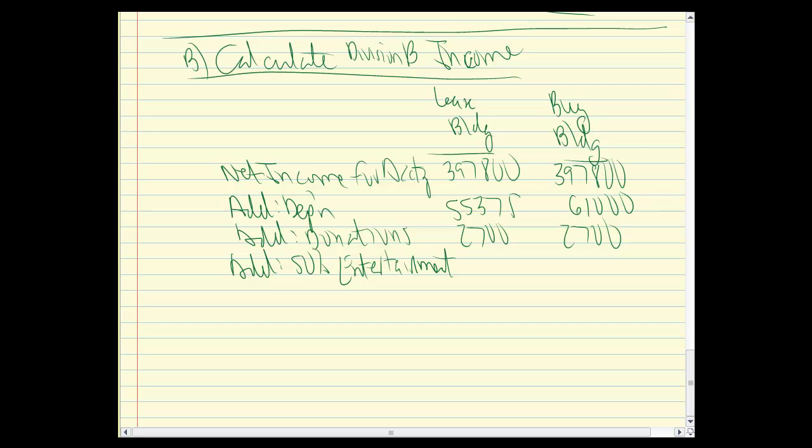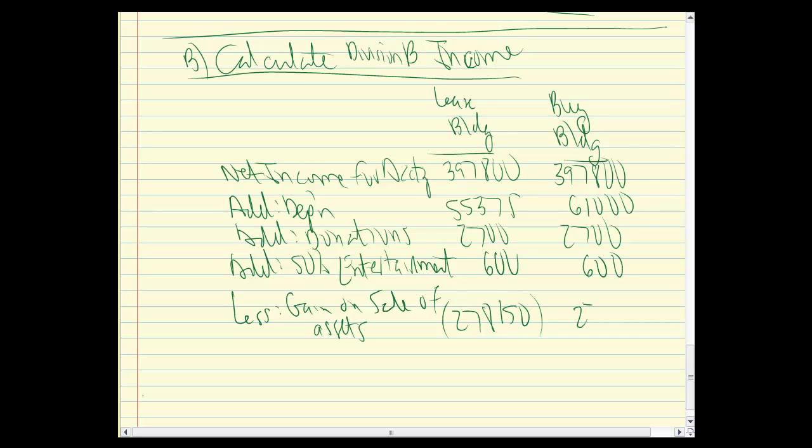Right, 50% of the 600, right? So 600. Yep. And then there's a gain on sale of assets that you have to subtract. So 278,150. And that's all. Okay. Yep, Jeremy.